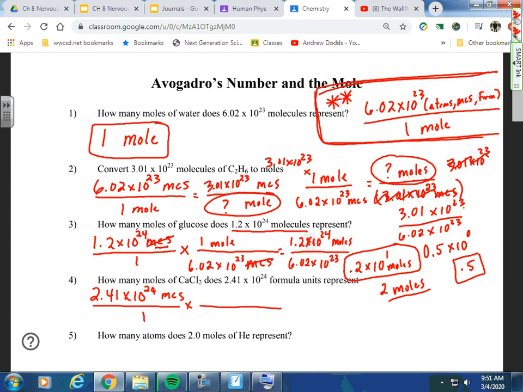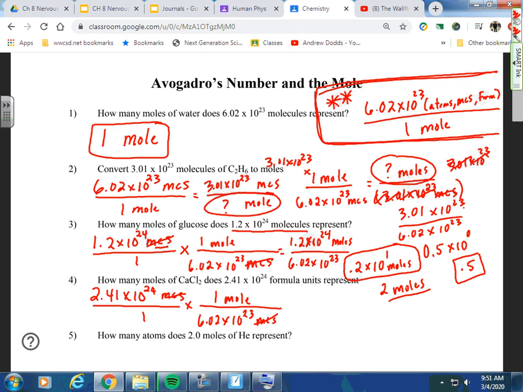Again, I'm going to use my tool: 6.02 times 10 to the 23rd molecules per mole. But again, if I've got molecules on top, then where do I want to put Avogadro's number? On the bottom. So the molecules cancel. I'm going to let you do the math on that in a little bit.